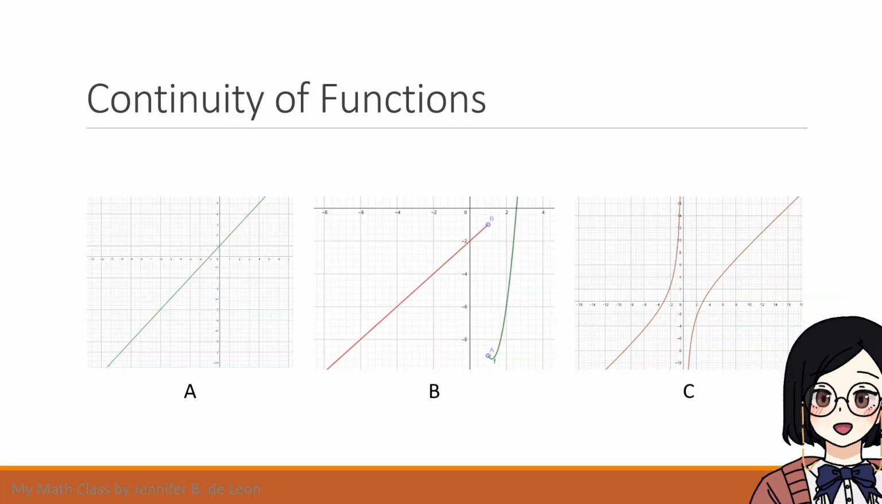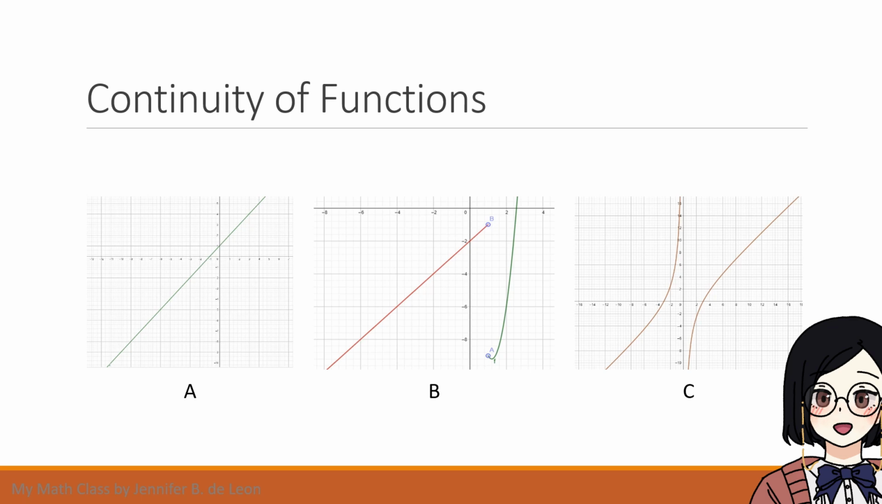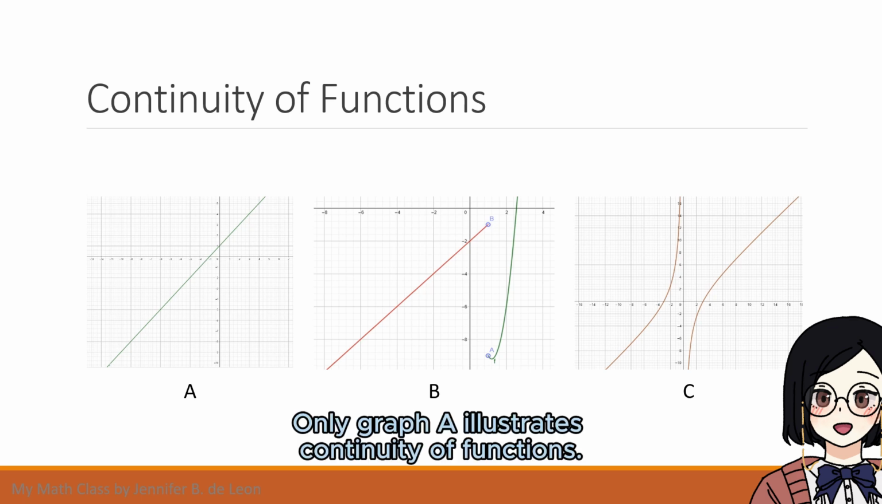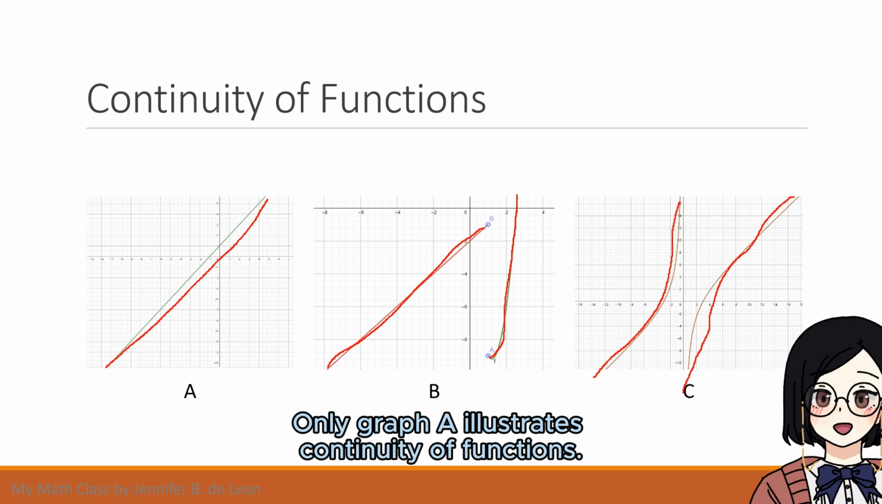Now, let's take a look at the three graphs presented on the screen. Which do you think demonstrate or exhibit continuity of functions? In these three graphs, only letter A exhibits continuity of function. Take note that we can trace the graph in A without lifting our pen, passing each portion once. While option B, if we trace this graph, we need to lift our pen in order to trace the other parts of the graph. The same is option C, wherein we also need to lift our pen in order to trace the other portion of the graph. Hence, only the graph illustrated in A shows continuity of functions.